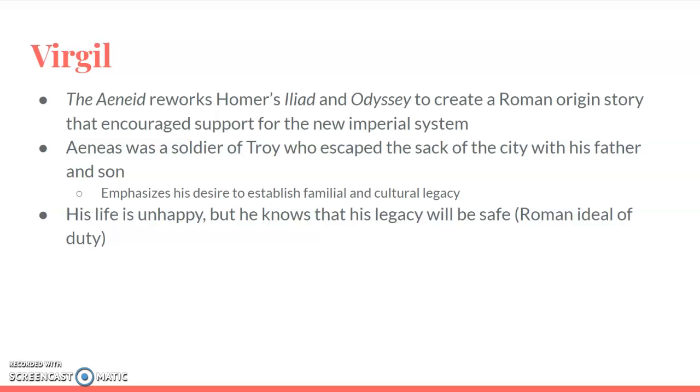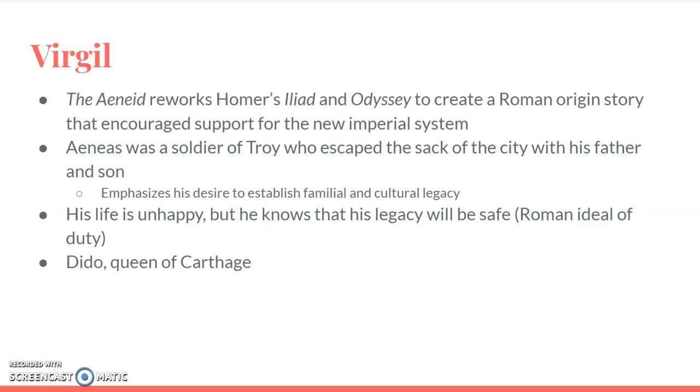So ultimately, Aeneas ends up founding what will become the city of Rome. And on his way, he sacrifices everything. He's in Carthage for a while. He falls in love with Dido, the queen of Carthage, and he knows that he has to leave her.